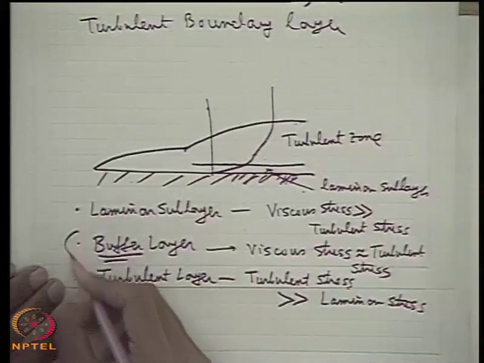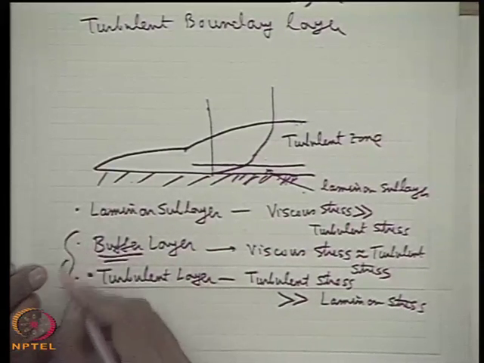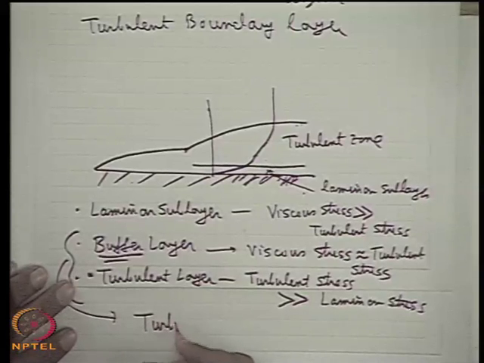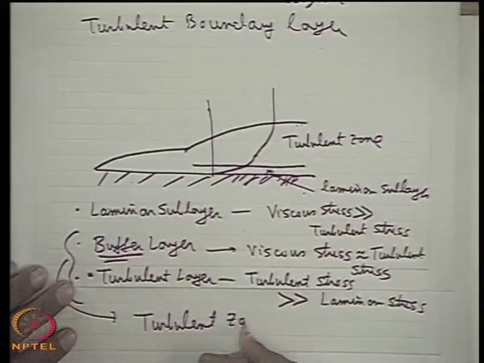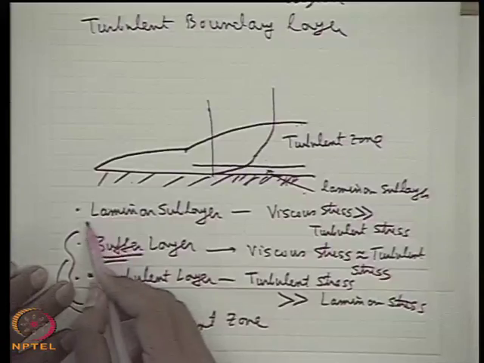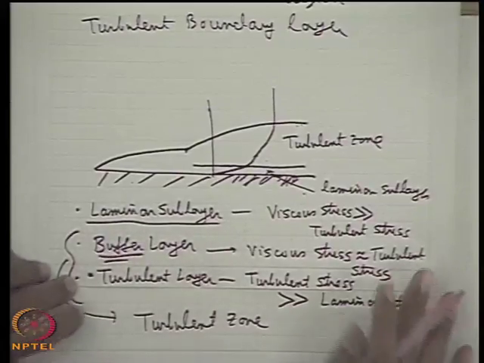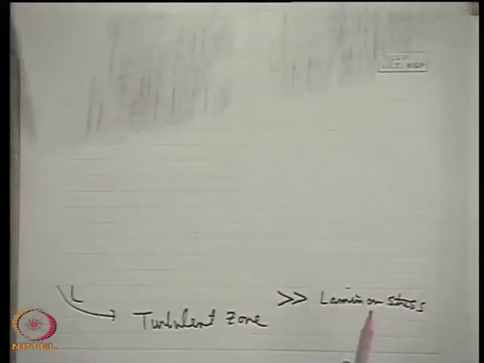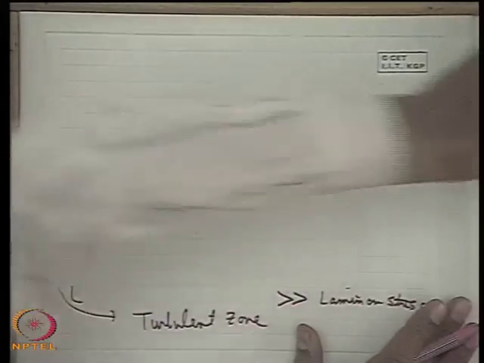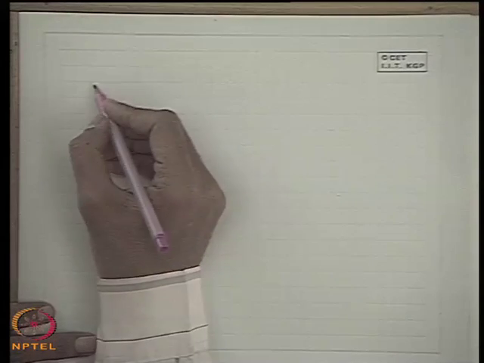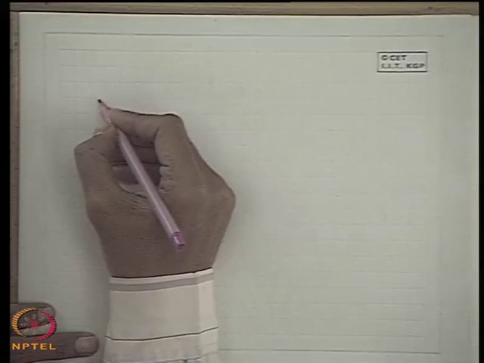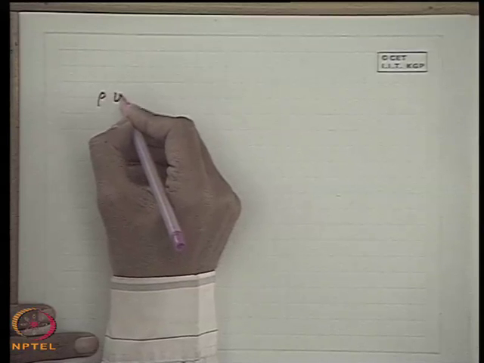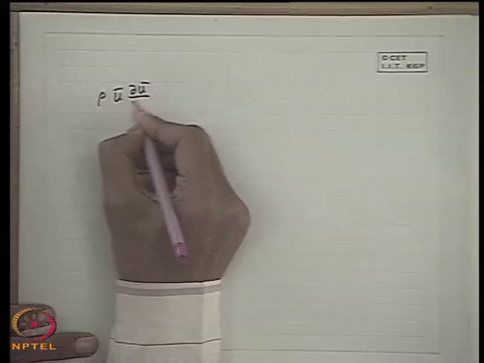Usually the buffer zone and the turbulent layer can be combined and called only the turbulent zone. Sometimes we say there are two layers, one the turbulent zone and the other the laminar sublayer zone. Now we come to find out the velocity in the near wall region in the turbulent zone. To do this, consider a simple equation, for example the boundary layer equation, which can be written as rho u bar del x.